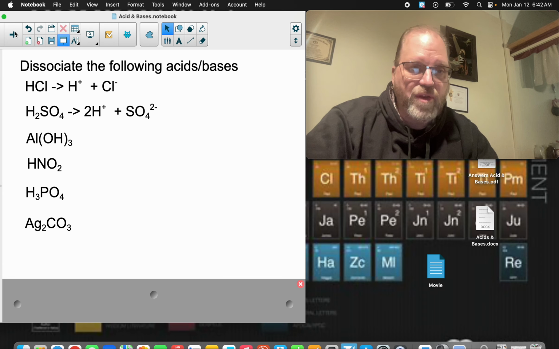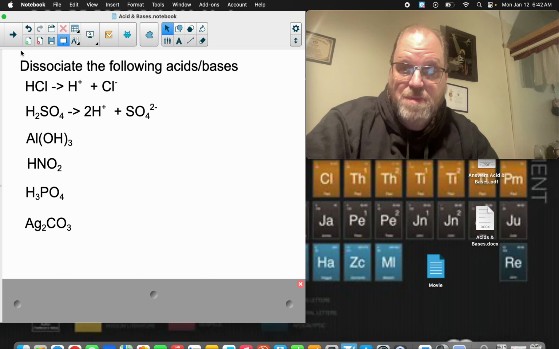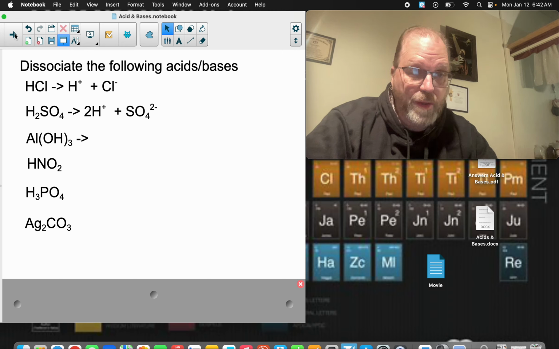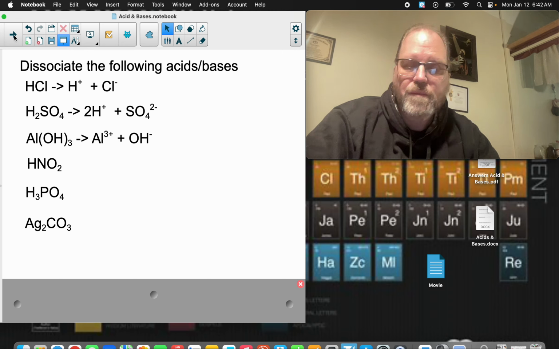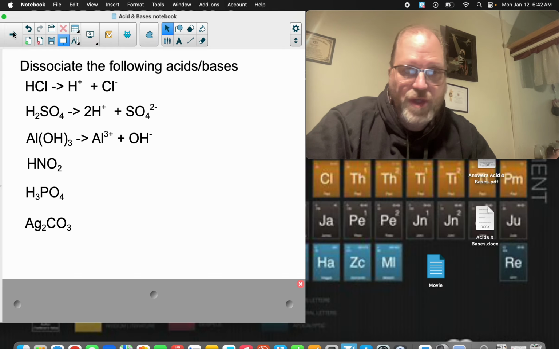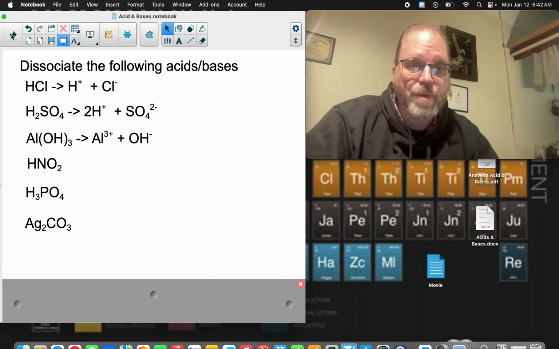And the third there is a base. We consider that a strong base because of the hydroxide. So again, it's direct, 100%, not equilibrium. Break into its ions, Al3 plus and OH minus. Again, it's not balanced because I have 3 here and 1 here. So I put a 3 in front of there.